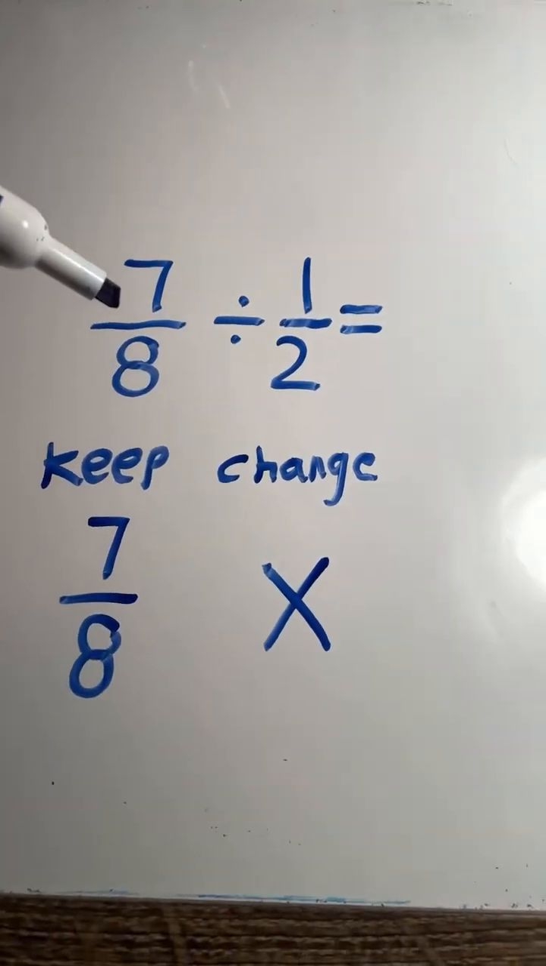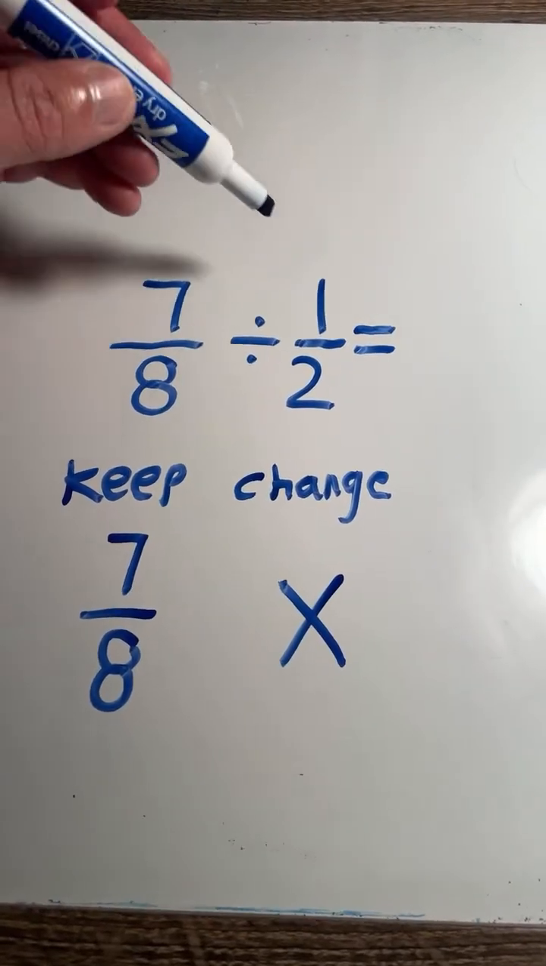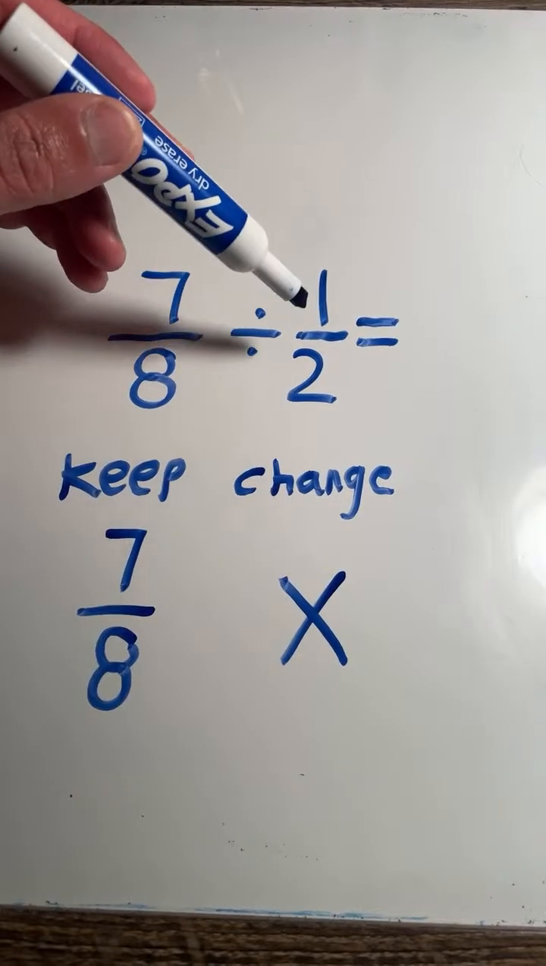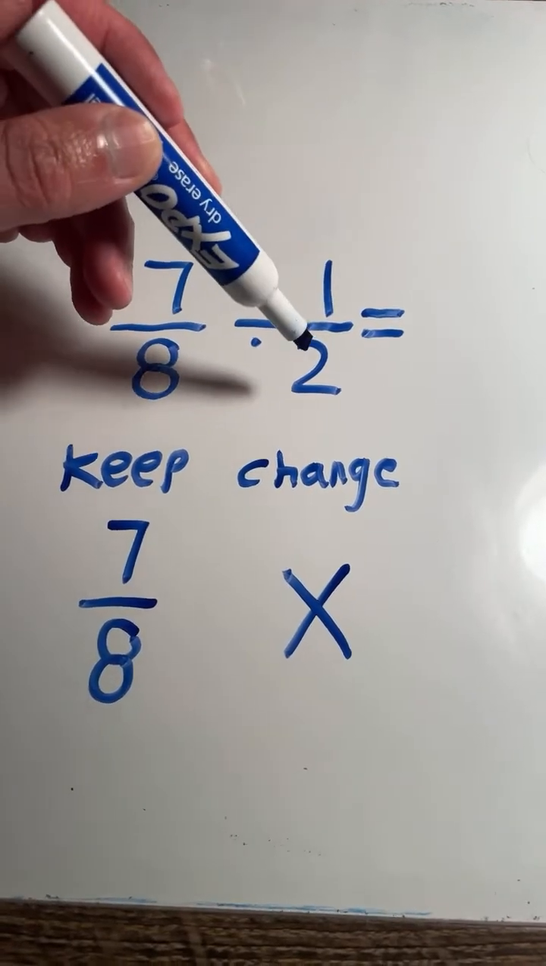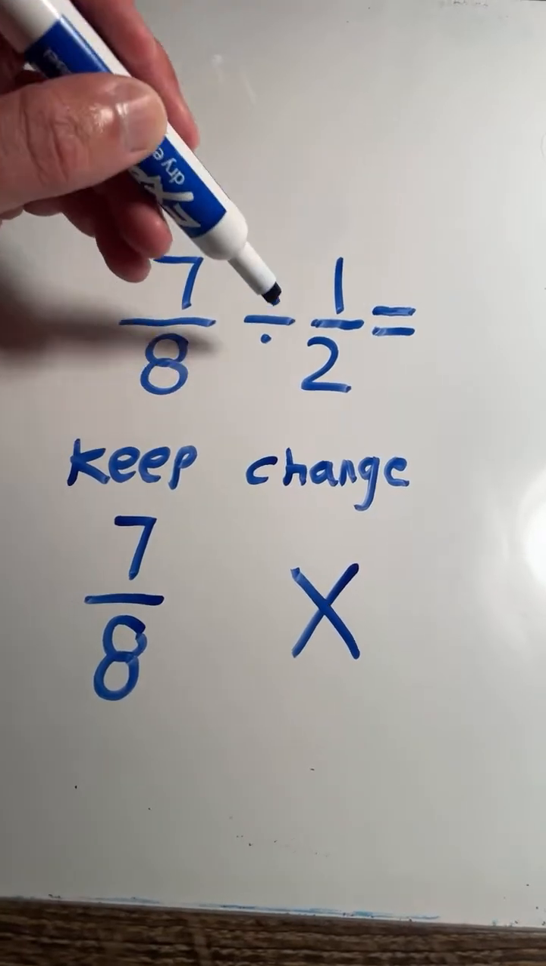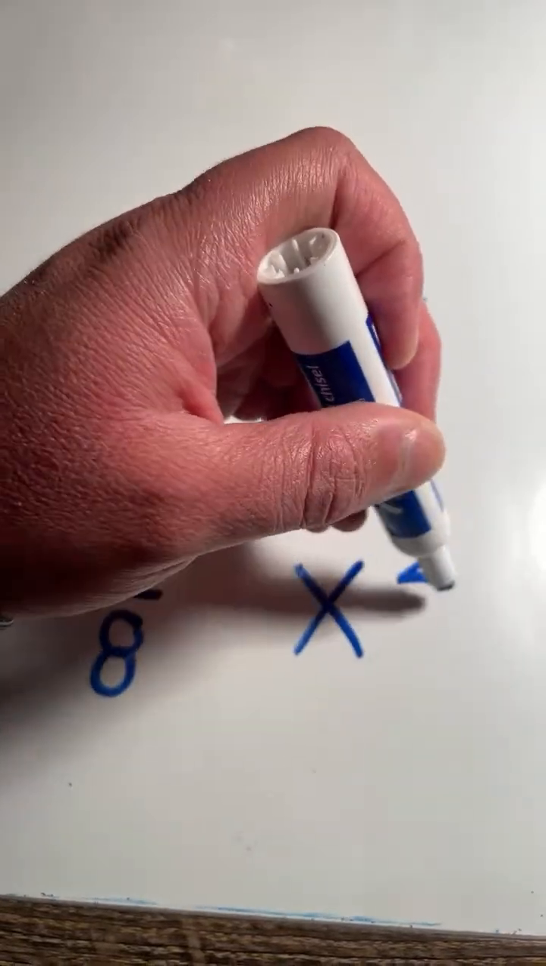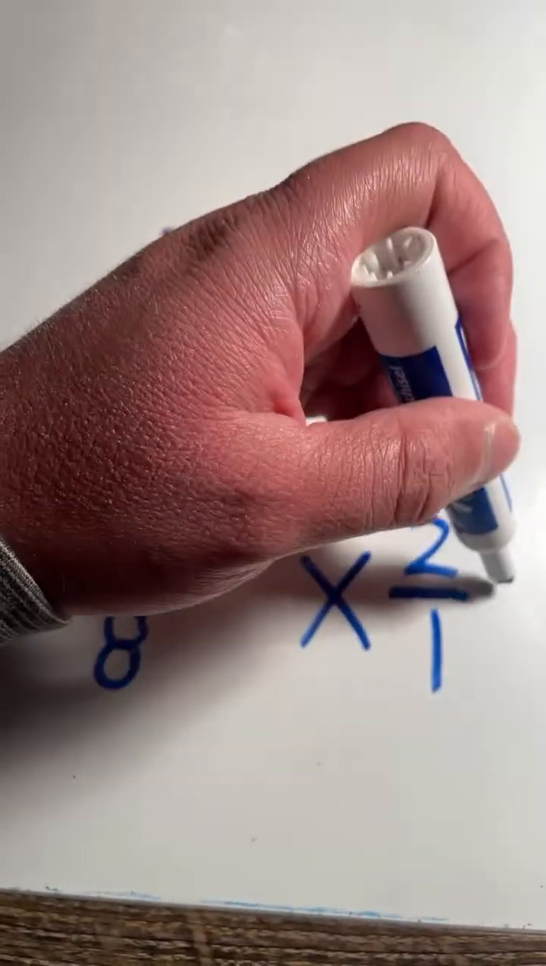Step three, we flip. So for the 1/2, the denominator, the bottom number, becomes the top number, and then the numerator, which is the top number, becomes the bottom number. So instead of 1/2, we have 2/1.